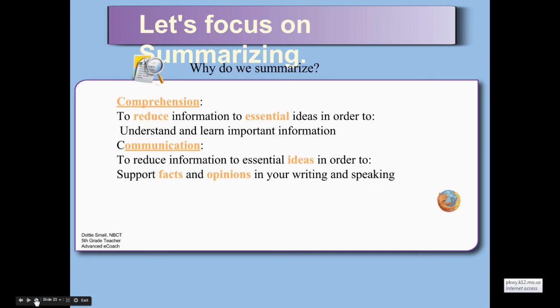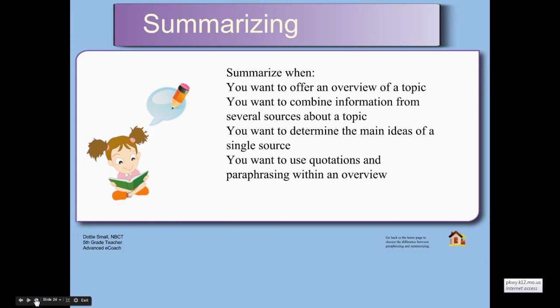Now let's change gears and talk about summarizing. When we summarize, we reduce information down to the essential ideas or the main ideas. We find ideas that support facts and opinions in our writing. We do this if we want to offer an overview of the topic, or we want to combine information from lots of sources, like a book and a database and a website, and mash them up into one.